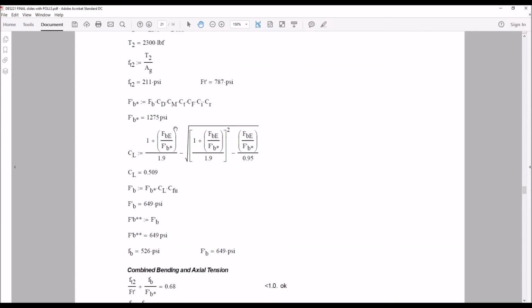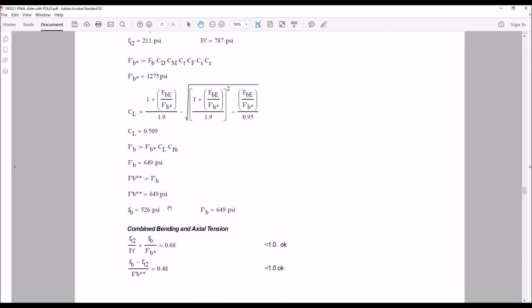So the bending capacity would be checked the same way. We base it on our F sub B star calculation and our C sub L. Once we figure those out, we get our allowable bending stress, our F sub B prime of 649 psi.